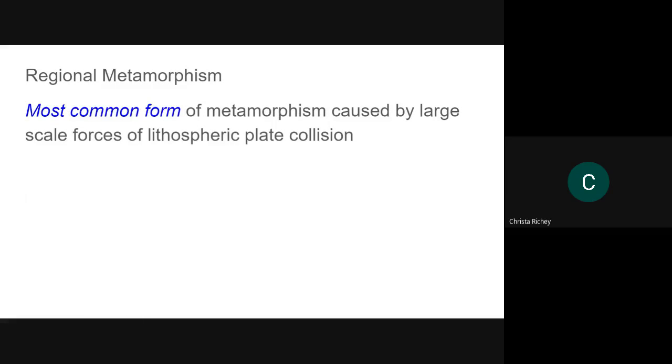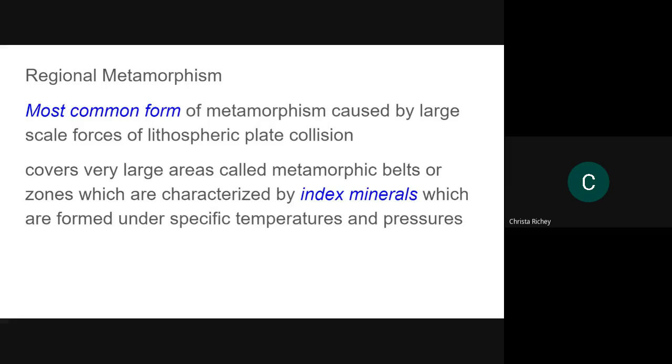Regional metamorphism. This is the most common type of all of them, and there's a specific sub-branch that's the most common of these. You've got your plate tectonics. That's what lithospheric plate collision means. The plates are moving apart or coming together, and in this case, they're coming together. I have pictures of this too. You've got a belt or a zone, and you're looking for index minerals. They form at very specific temperatures and pressures. As the pressure is reduced and the temperature changes, these minerals start to precipitate out, or crystallize. They come into being.